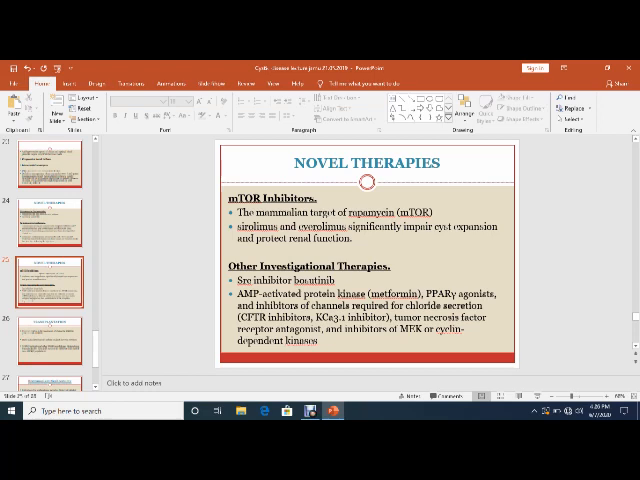Other investigational therapies include SRC inhibitor bosutinib, AMP activated protein kinase metformin, and PPAR gamma agonists, inhibitors of channels required for chloride secretion, inhibition of the KCa3, and tumor necrosis factor receptor antagonists. So various drugs are under investigation, still not FDA approved.